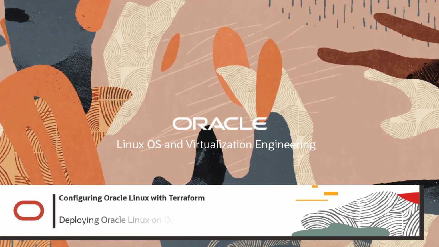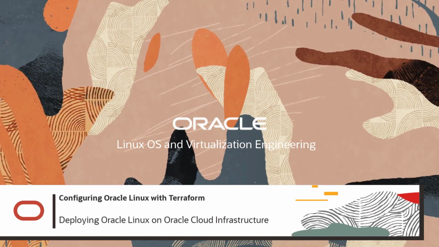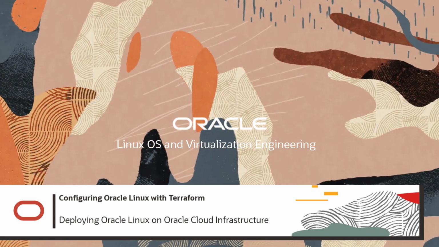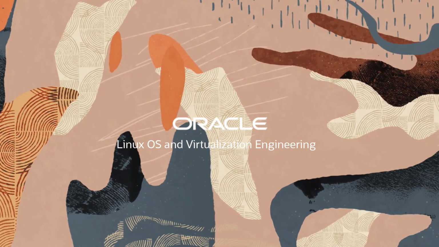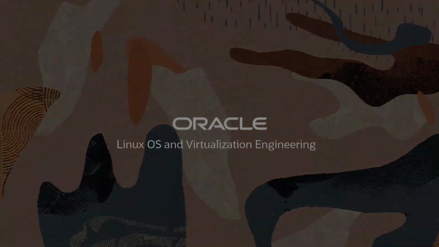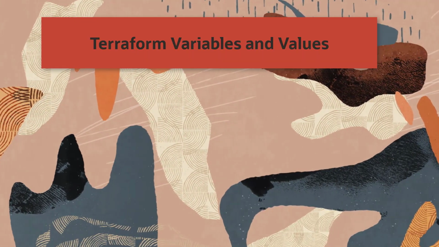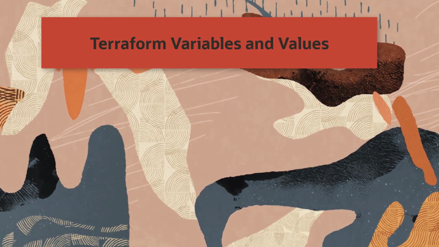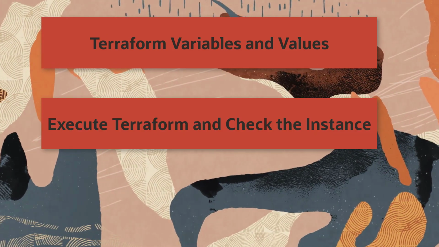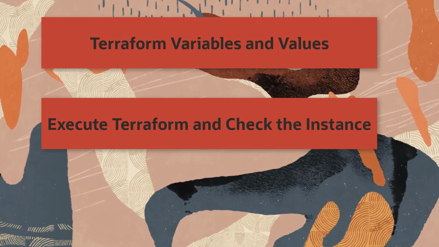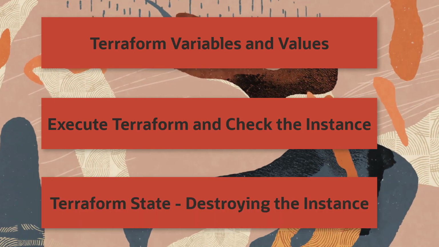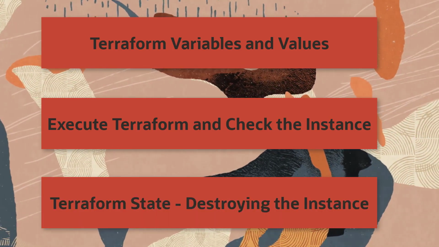Hello. In this presentation, you see how to use Terraform code to configure an Oracle Linux instance as an HTTP server. This includes a review of the files used to set up variables and their values, the execution of the Terraform code and a quick check of the instance, and a quick look at Terraform state, then destroying the instance.